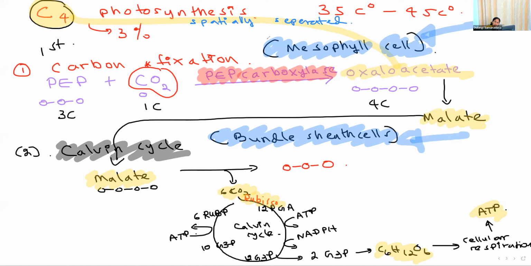Right? So if I use the term spatially separated, that means the first part is going to be in the mesophyll, and the Calvin cycle is going to be somewhere else, the bundle sheath cells, right? So C4 photosynthesis is spatially separated. It's going to take place inside the mesophyll and bundle sheath cells.